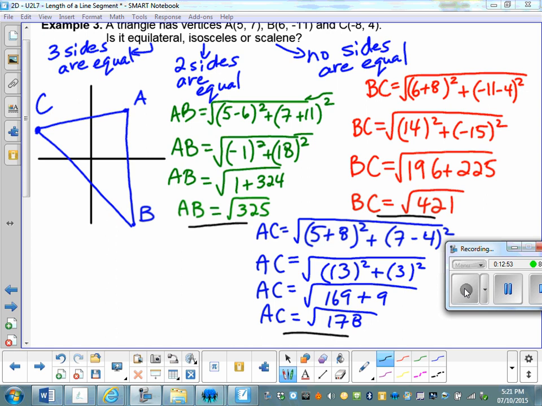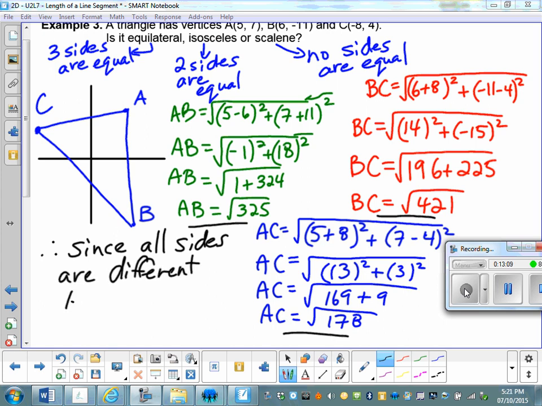So to answer our question then, therefore, since all sides are different lengths, the triangle is scalene. Okay, great.